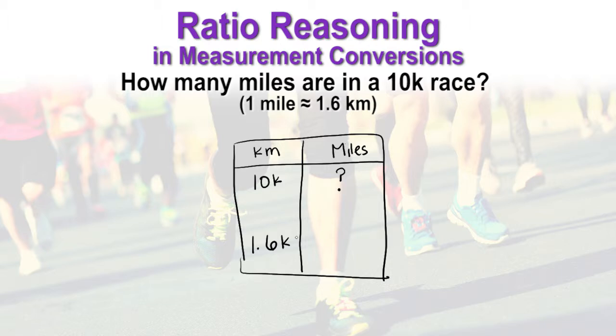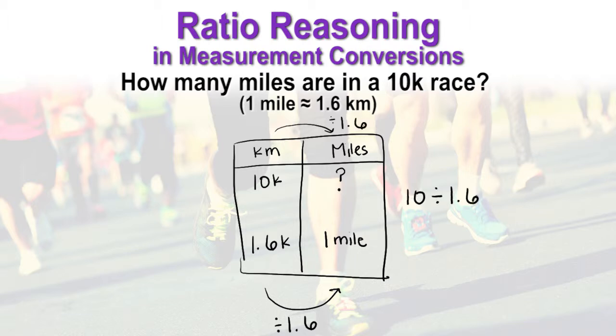We know 1 6/10 kilometers is about 1 mile. To go from 1 6/10 kilometers to 1 mile, we must divide by 1 6/10. Knowing that the ratios are equivalent, this tells us to go from 10 kilometers to miles, we must divide by 1 6/10, for 6 25/100 miles.